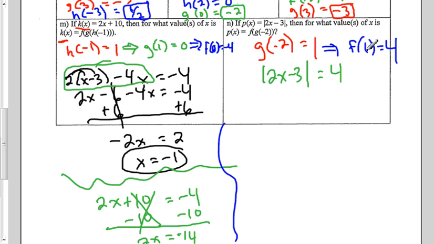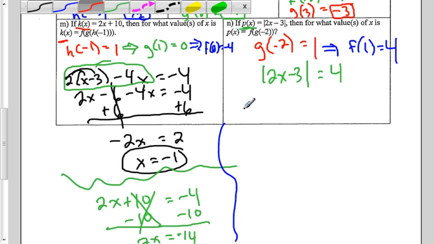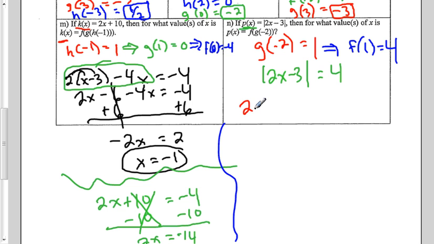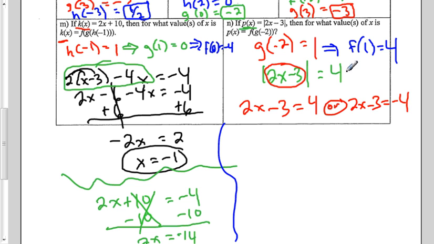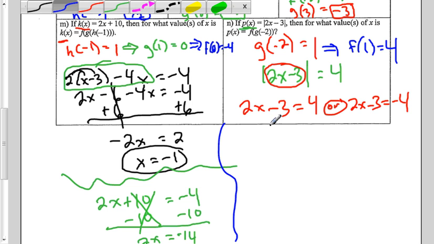Okay, so g of negative 2 equals 1, f of 1 equals 4. So if we take our p of x, absolute value of 2x minus 3, set it equal to 4, so I can set up two functions from that. I get what's inside, 2x minus 3 equal to 4, or 2x minus 3 equals negative 4, because the absolute value of 4 is 4, and the absolute value of negative 4 is positive 4. Okay, now let's go through and solve these.